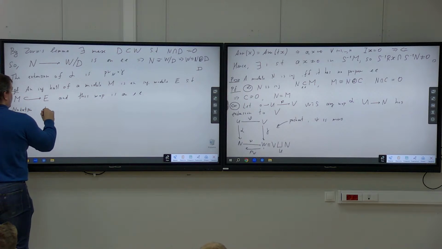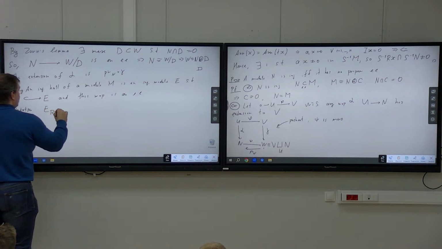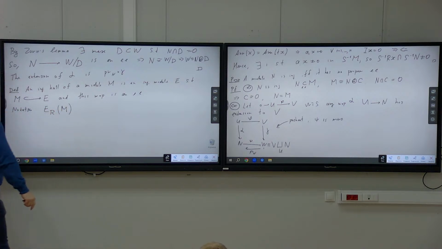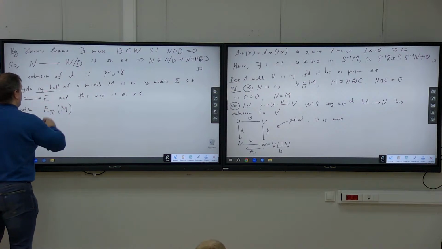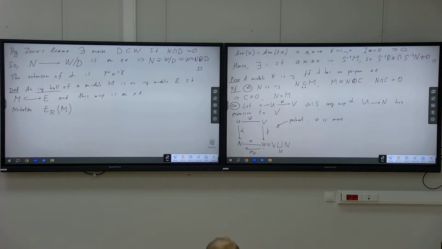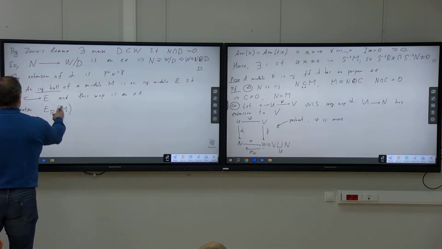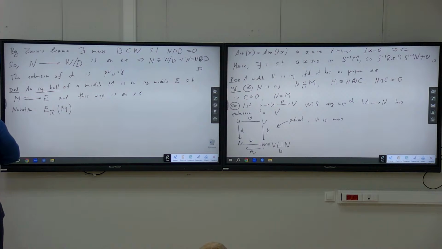So notation, well, I'm going to write E_R(M) for an injective hull. Maybe it's a little bit too early for the notation because this can be any injective module with this property. And we're going to show that such modules are unique up to isomorphism. So the construction is not canonical, but at least this is unique. So the notation makes sense up to isomorphism. Okay, proposition.